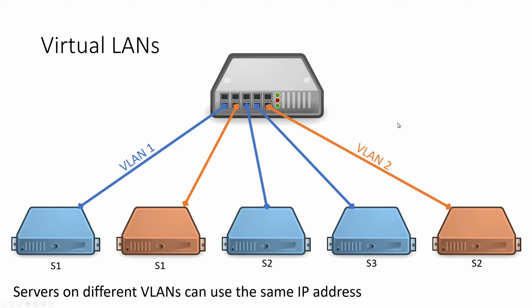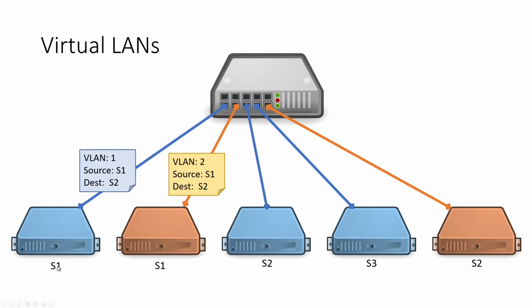Let's consider that both servers S1 need to talk with both servers S2. So we're going to have 2 packets. Server S1 is going to send a packet, so the source is S1 and the destination is S2. This packet is tagged with VLAN 1, right? Because this port is on VLAN 1, so only packets with this tag will transit through this port. So the server adds the VLAN tag and then sends the packet.